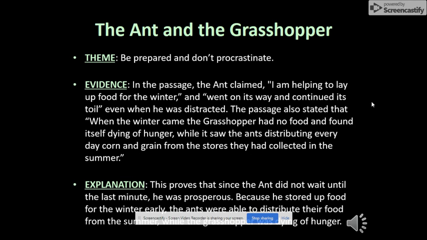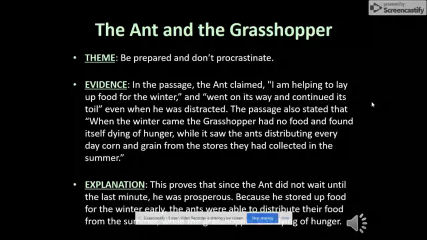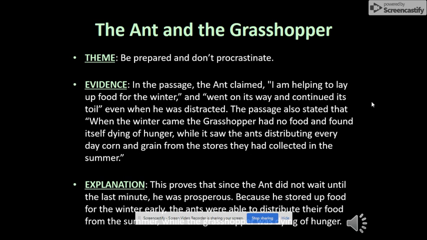So to review, the theme is the lesson or moral of the story. It is different from a central idea. Central idea is very specific. Theme is very general or broad. A topic is one to two words. A theme is a complete sentence that is about a topic.